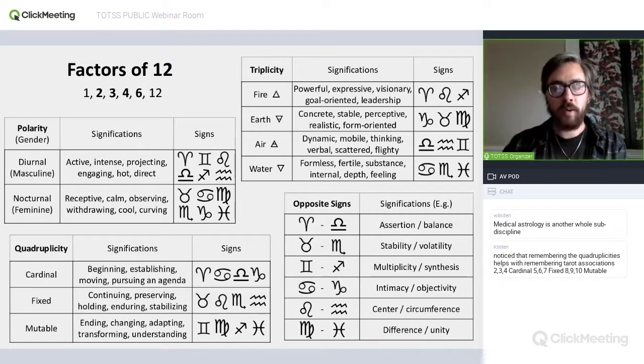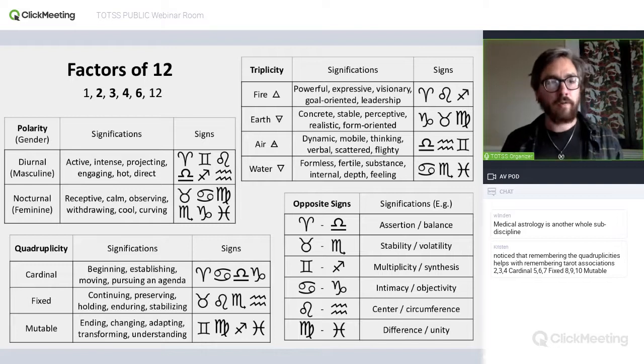All right, so coming back again to our factors of 12 here, and now we're going to build up some of the basic meanings of each one of these things. And then in 2 weeks, we'll really dive into each one of the signs individually after we've built up a few more things for the rest of this class here.